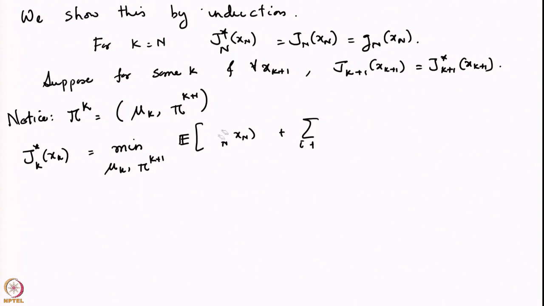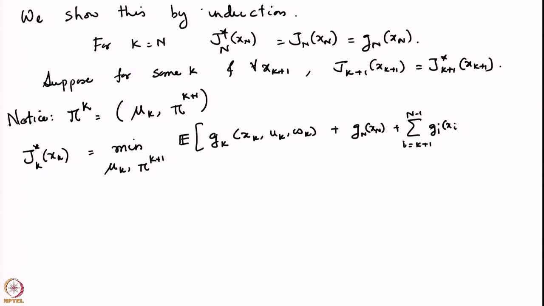Okay. So, in fact, I can write this much more compactly. We can write j star k of xk in the following compact way. We pull out the stage-wise cost here. We have also the terminal cost gn of xn, and we have then the remaining stuff. The remaining stuff, going from I equal to k plus 1 till n minus 1, gi of xi ui wi.